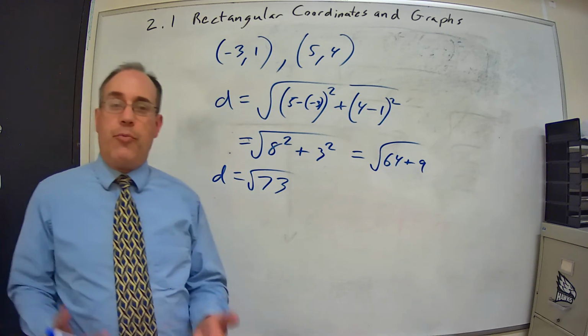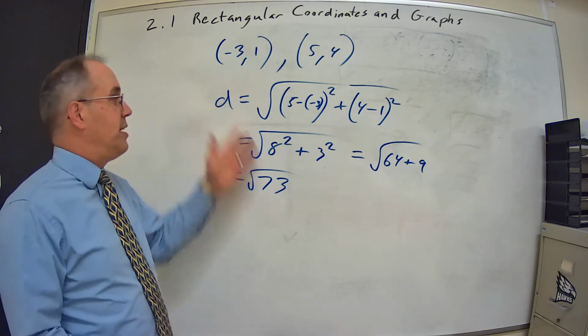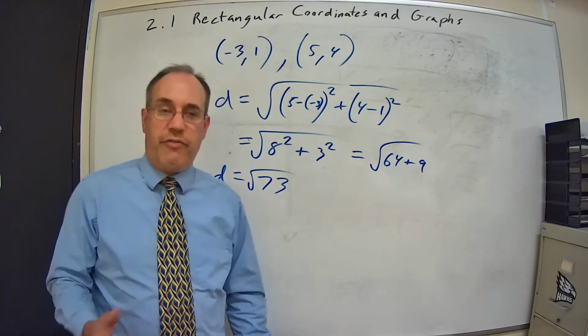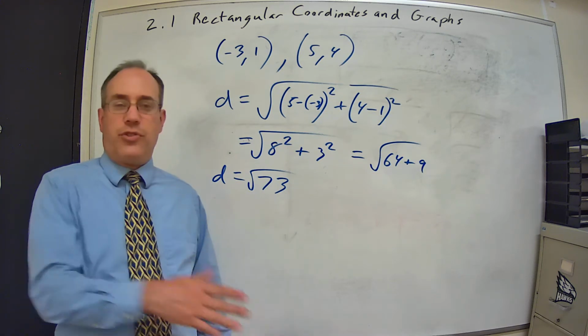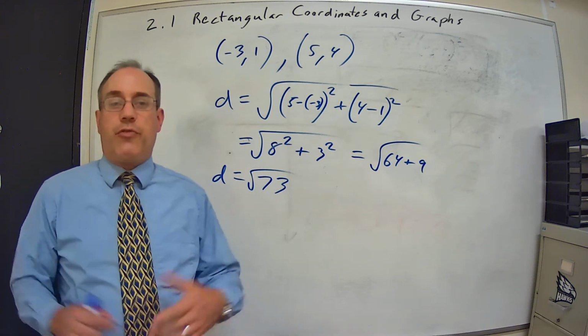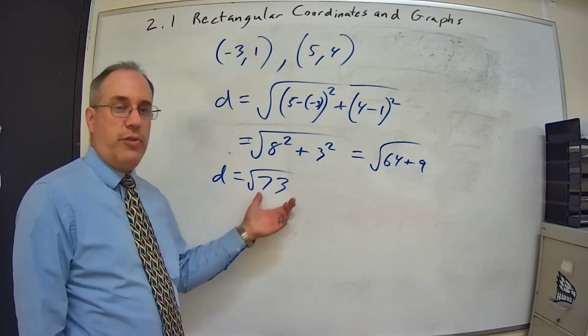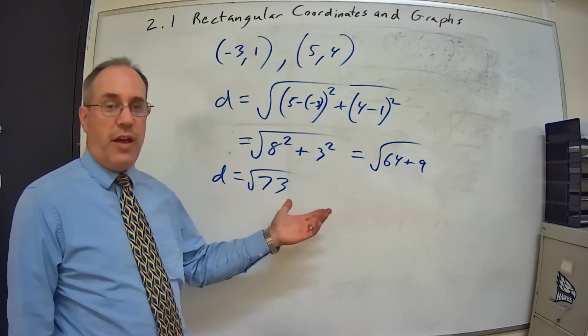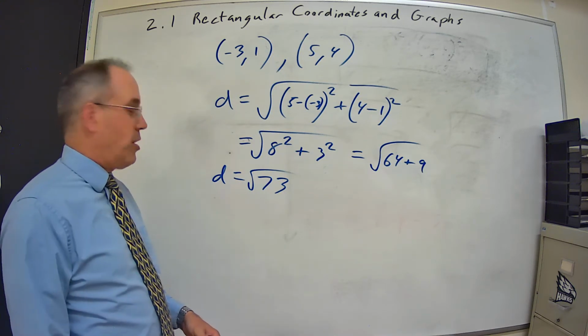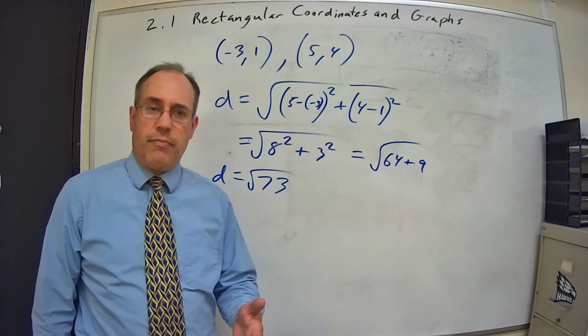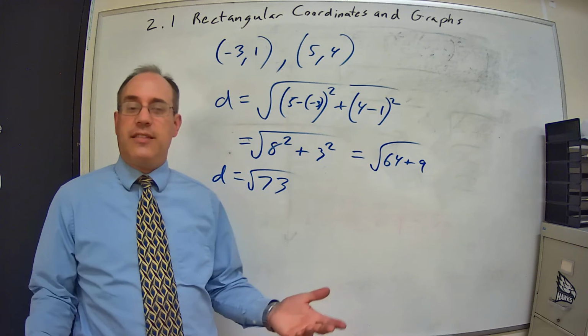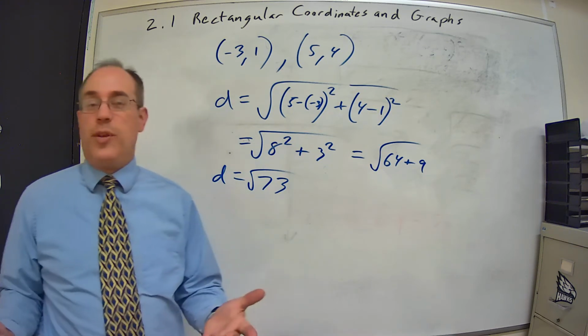But if you're dealing with a word problem where this is going to give you the distance in feet from one person's house to somebody else's house, then of course you've got to take it to the point of having an actual value. Nobody wants to be told, oh, it's the square root of 73 feet. What exactly does that mean? Well, in that instance, it doesn't mean much of anything.